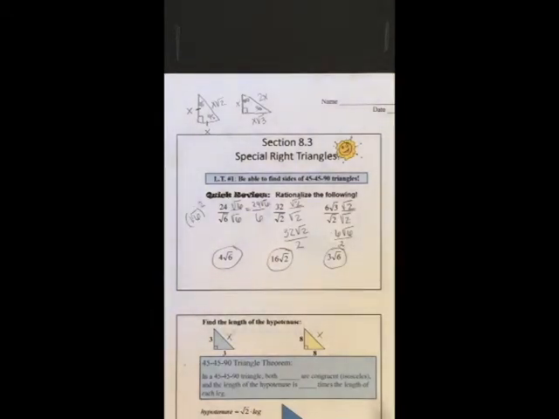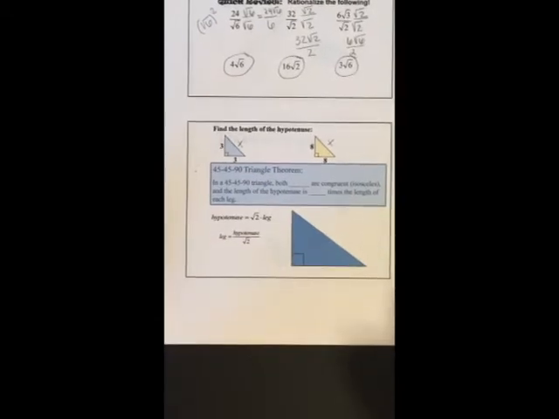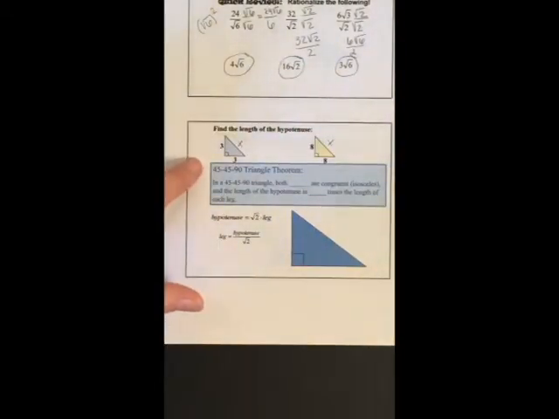Okay, so now let's start talking about those special right triangles. On these first two examples, I just want you to find x using the Pythagorean theorem. So go ahead and pause the video now and find x on each of those triangles.